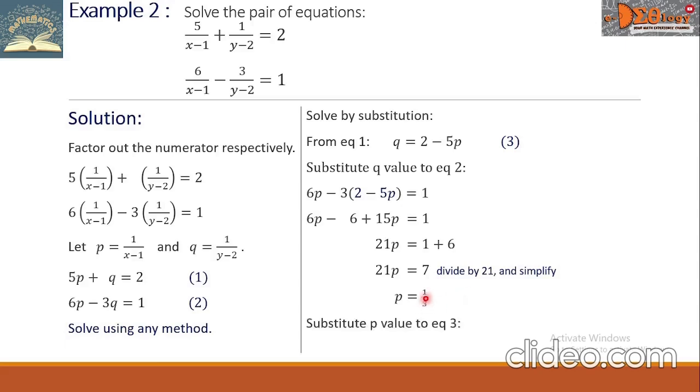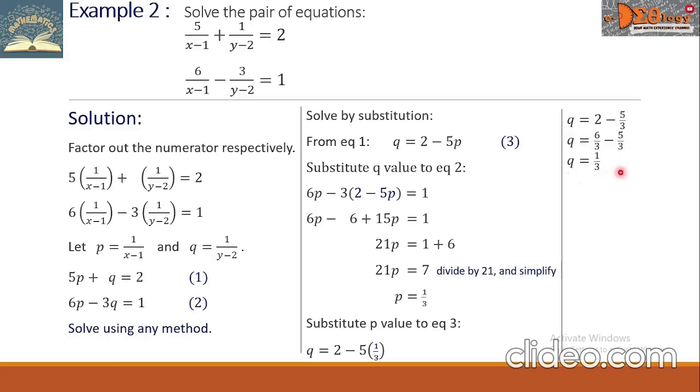Next, we substitute this p value to equation 3. This is our equation 3. Q equals 2 minus 5p. It becomes q equals 2 minus 5 times 1/3. We multiply 5 by 1/3. We have 2 minus 5 over 3. We can show that this 2 as a whole number can be written as a fraction with the same denominator. So the value of 2 becomes 6 over 3. So we can now subtract the two fractions. 6 minus 5 is 1 all over 3. The value of q is 1/3.